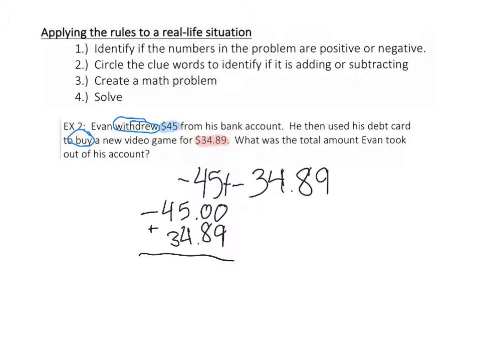So now we can add. 0 plus 9 gives us 9. 0 plus 8 gives us 8. Bring our decimal straight down. 5 plus 4 gives us 9. 4 plus 3 gives us 7. Now both of these are negative, so our answer has to be negative. So that tells us he took out $79.89.